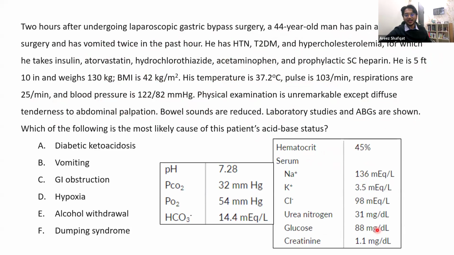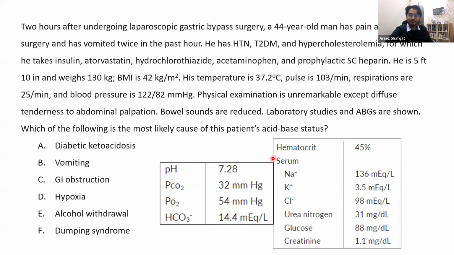So in terms of electrolyte abnormalities, he doesn't have many. He has high BUN and borderline high creatinine, which could signify that he has some sort of kidney injury. In pH, he has acidosis, acidemia. His PCO2 is low. So pH low, PCO2 low, which means metabolic acidosis. Look at the bicarbonate. His bicarbonate is 14. That confirms the metabolic acidosis. Which of the following is the most likely cause of this patient's acid-base status?